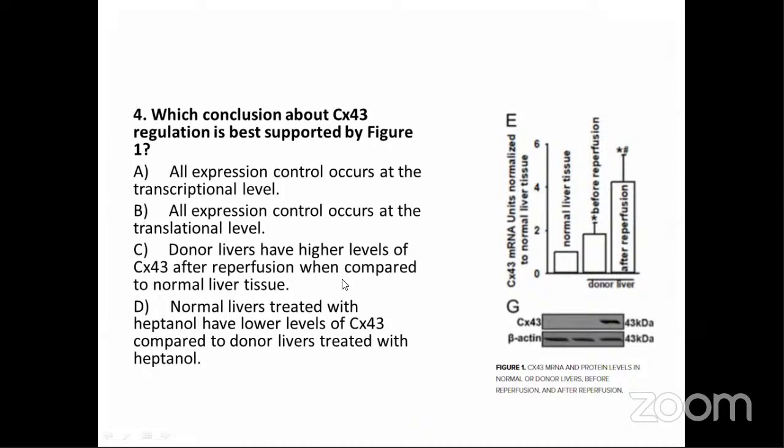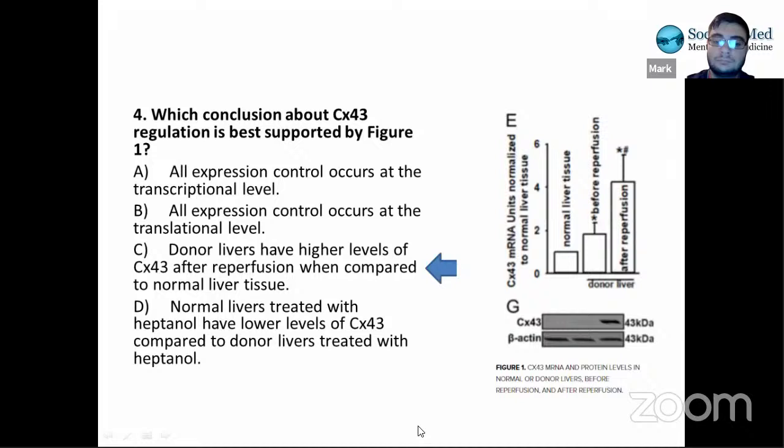Okay, if you guys are ready to go over it. Okay, the correct answer for this one is actually C, and let's go over why. So for A and B, all expression control occurs at the transcriptional or translational level. First thing you have to recognize, transcriptional means the amount of mRNA will be different. So the actual transcription of DNA to RNA, and translational means RNA to proteins.